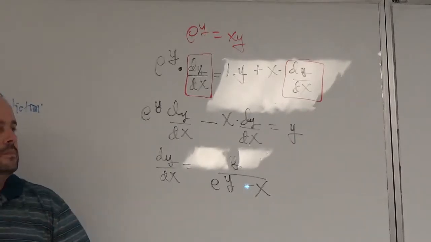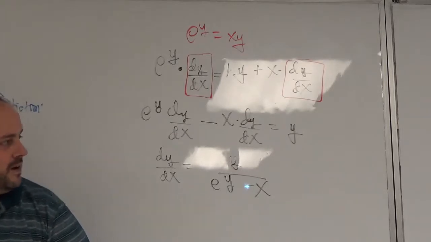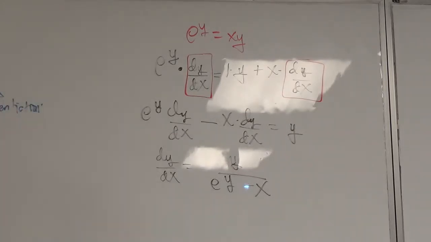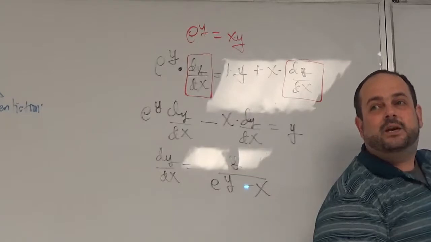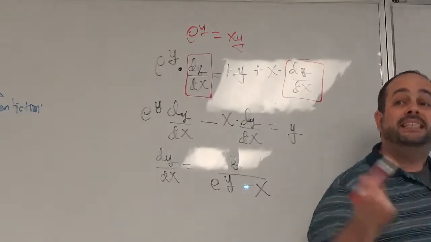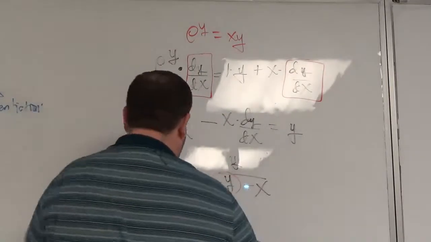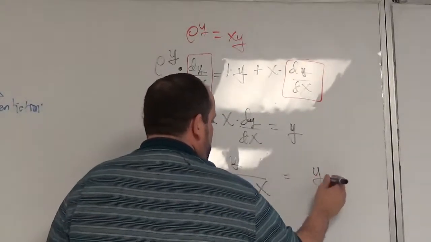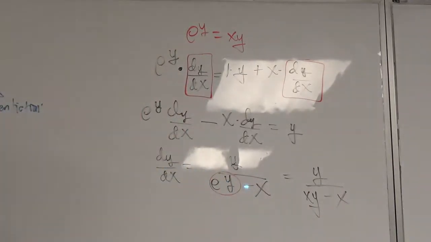Or is it? Who sees it? David sees it? This is fair game. We had this conversation at some point yesterday. Abraham's all excited. I can see he sees it. So we already gave you the e to the y. They told you in the beginning that e to the y is equal to x times y. Which means anytime you see e to the y, I'm going to call that xy now. So that now what I've got is y over xy minus x. And that's going to be that final answer.